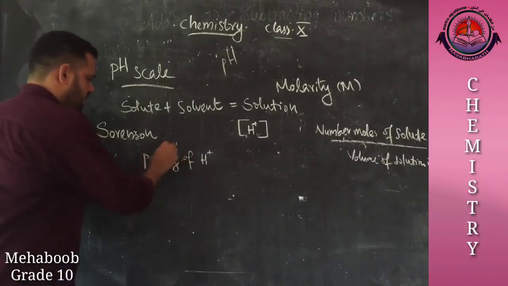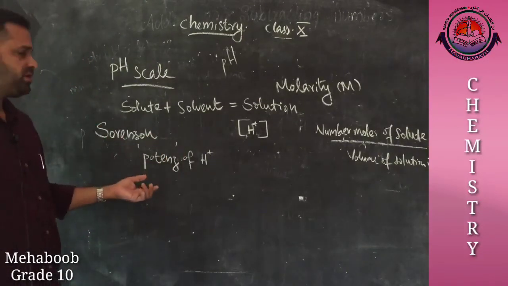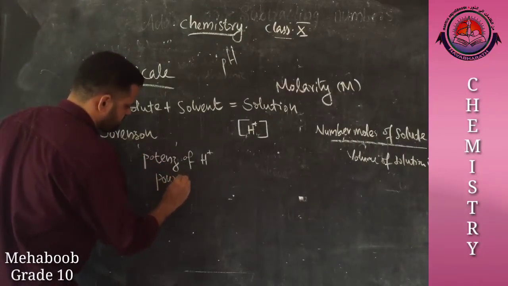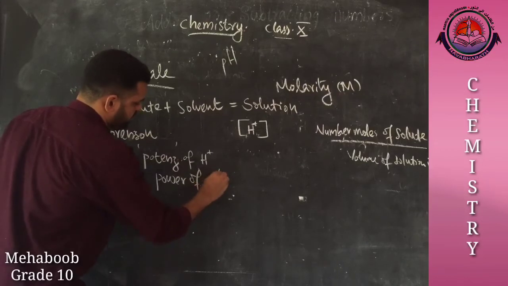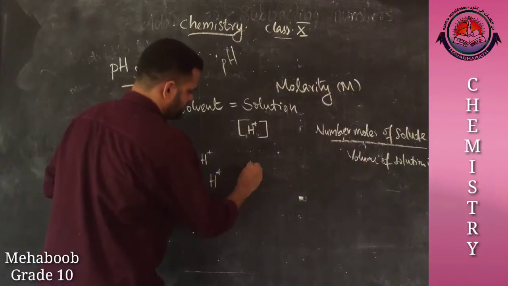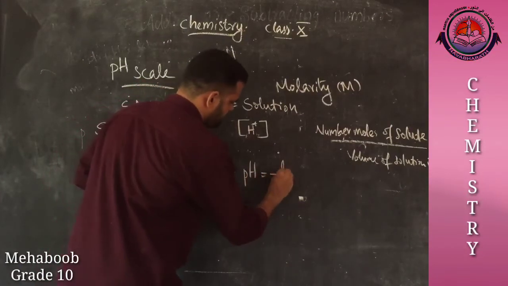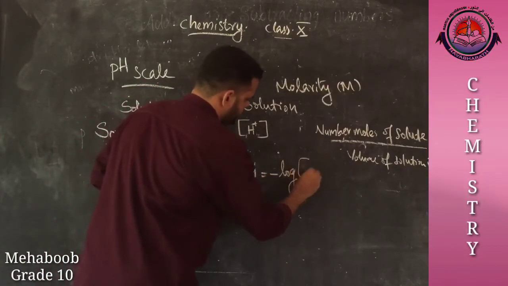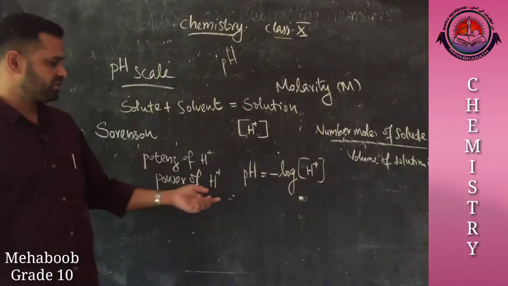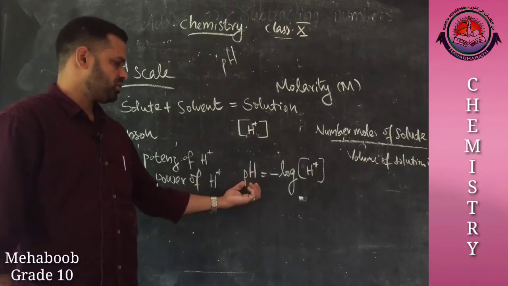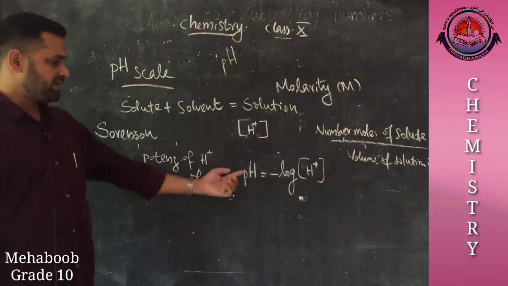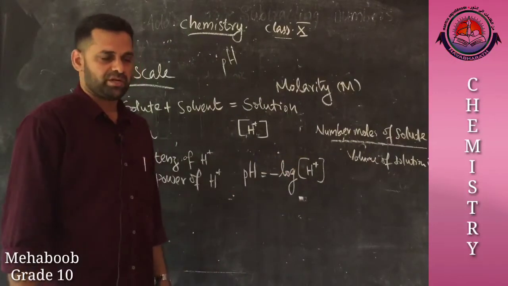Potence is a Danish word. It means power of H plus ion concentration. And he derived an equation, that is pH is equal to negative logarithm of H plus ion concentration. We can find out the strength of an acid by this equation, that is the pH value.